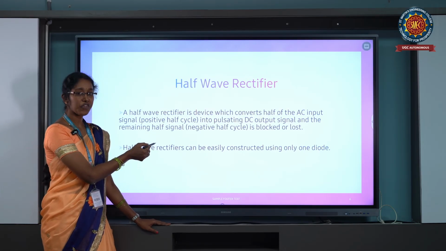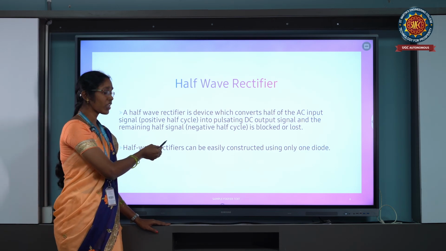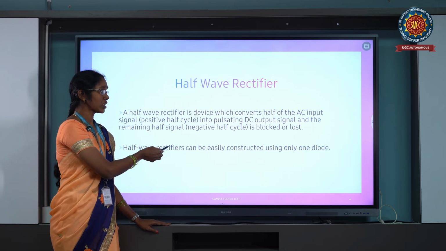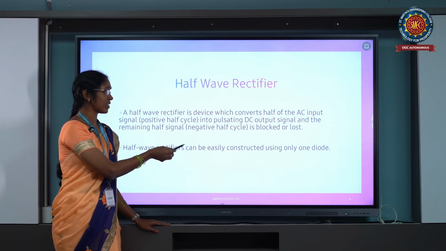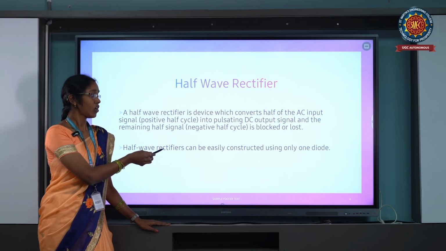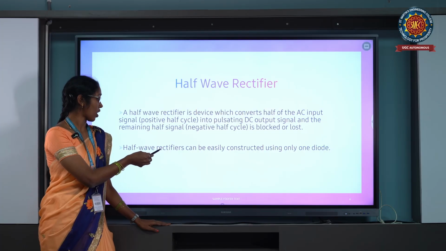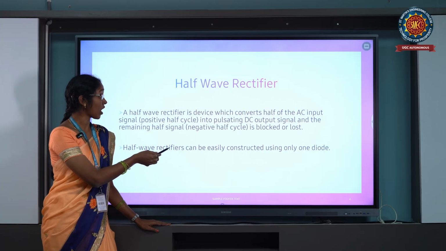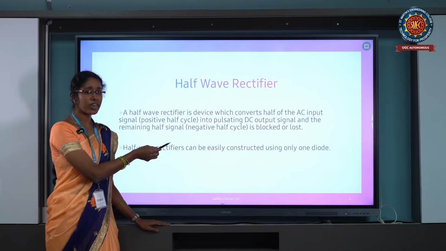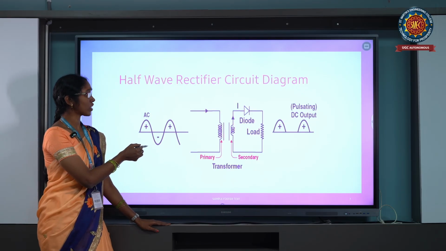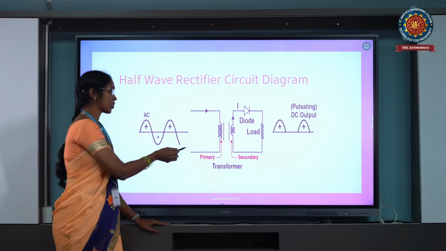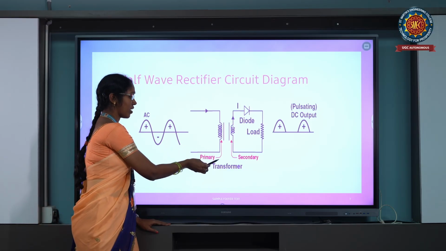Coming to the half wave rectifier. A half wave rectifier is a device which converts half of the AC input voltage into a pulsating DC, and the other half of the voltage is blocked or lost. Simply, a half wave rectifier consists of one diode and a transformer. Coming to the half wave rectifier circuit diagram, it consists of a step down transformer here.